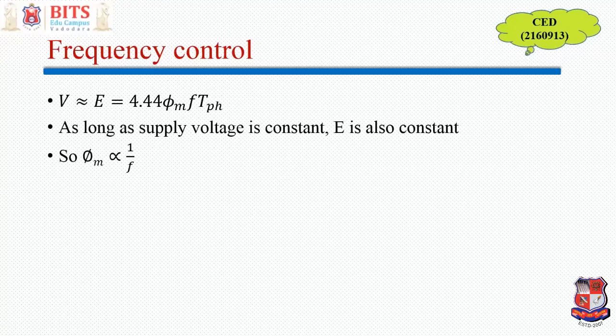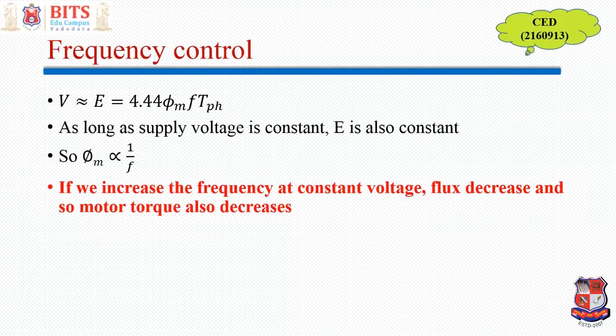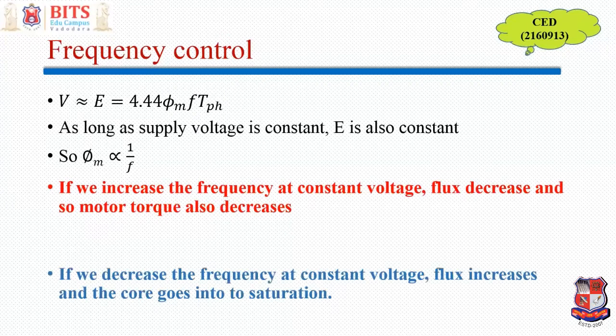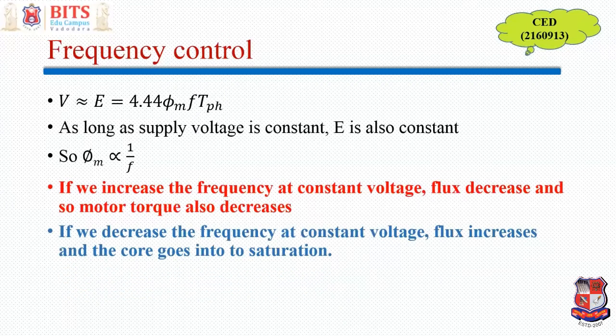So this is the equation of EMF for an induction motor. That EMF E is 4.44 into flux into frequency into number of turns. Now if voltage is constant, E is constant, that means the product of flux and frequency is constant because number of turns is always constant. So flux is inversely proportional to frequency. So if you change the frequency alone, flux will get either increased or decreased. So if we increase the frequency at constant voltage, flux decreases, so motor torque decreases. And if we decrease the frequency at constant voltage, flux increases and the core goes into saturation.